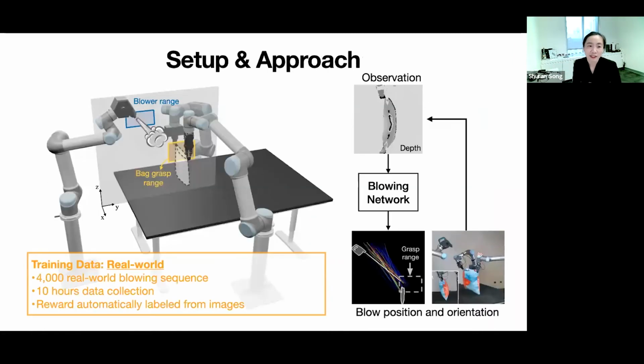And similarly, the algorithm needs to learn a closed-loop blowing policy from the top-down image that's captured from the top-down camera. However, unlike in the unfolding task, this time we need to train the policy directly with real-world data, since the simulated aerodynamics is way too off for this task. So we actually collected 4,000 real-world blowing sequences on one bag, and it took us 10 hours to collect that training data. And the reward is automatically labeled through the side view image, and we don't need to manually annotate any of the images. So it's still a self-supervised manner of training the system.